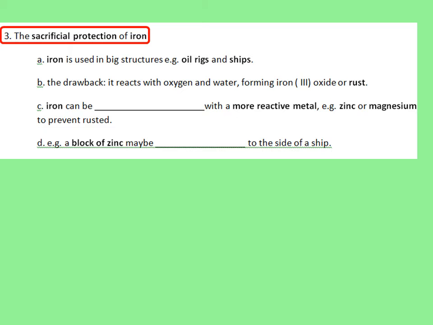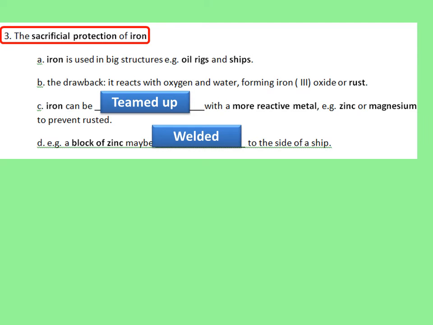Okay, go to another topic, number 3, the usage number 3, the sacrificial protection of iron. So iron is useful. Iron can be found everywhere, but we have to protect the iron. So A, iron is used to build oil rigs and ships, as we know just now. The drawback is it will rust. So C, iron can be teamed up. Team up means pair up with what? With a more reactive metal, for example, zinc or magnesium, to prevent rusting. So D, for example, a block of zinc may be welded to the side of the ship.